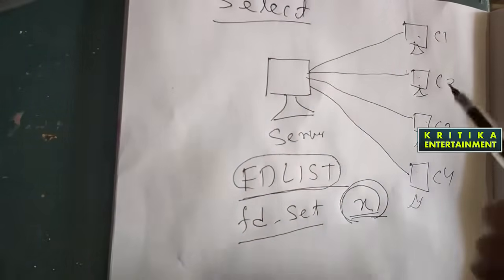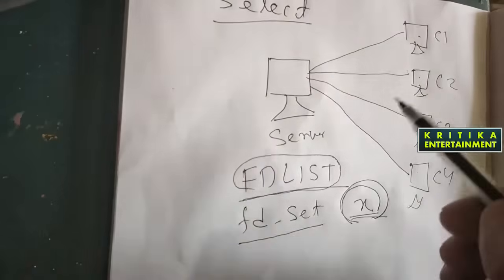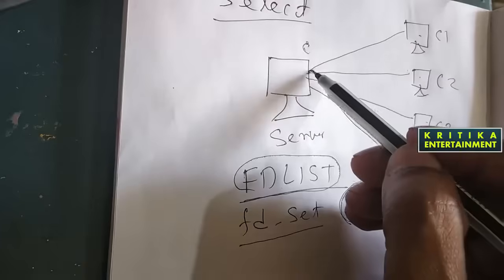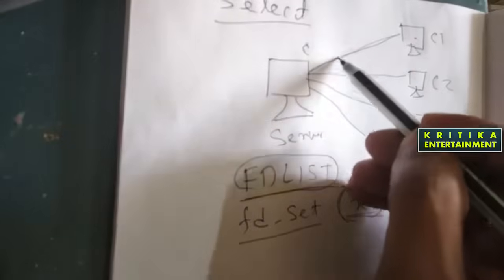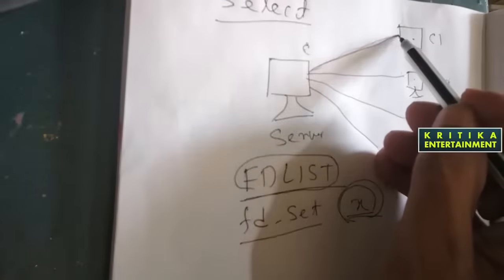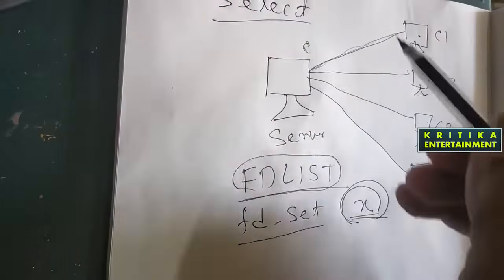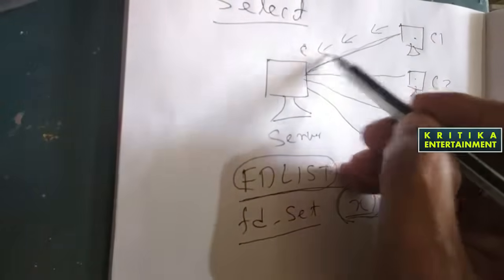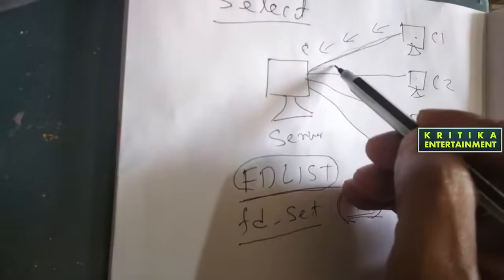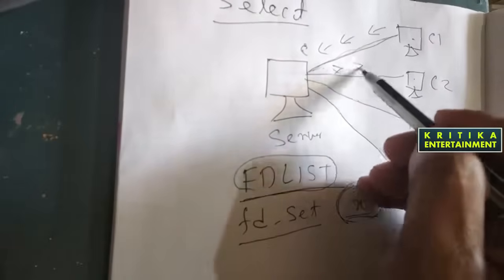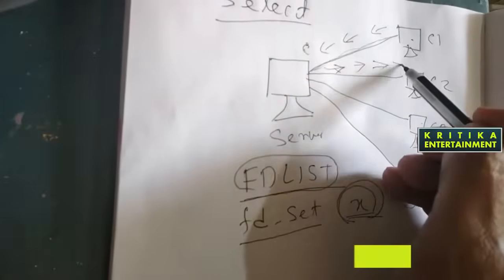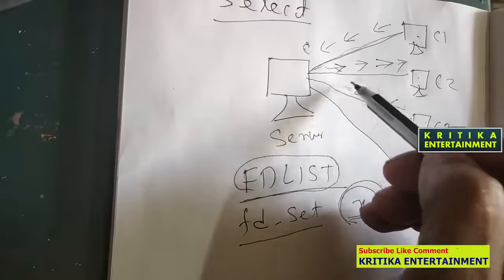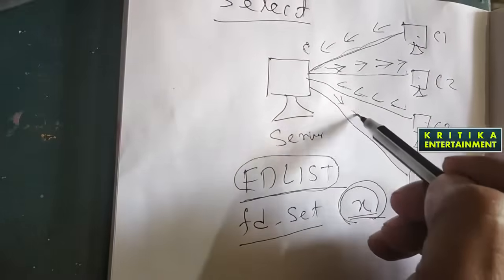In this diagram, suppose the server reads the data from C1, and receives from C2. Suppose the server here will send a message, so server send. It also receives from C3, and it also sends a message to C4.